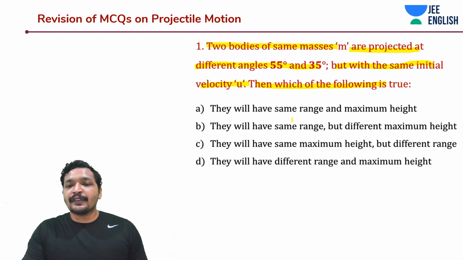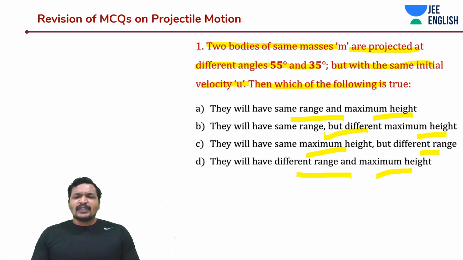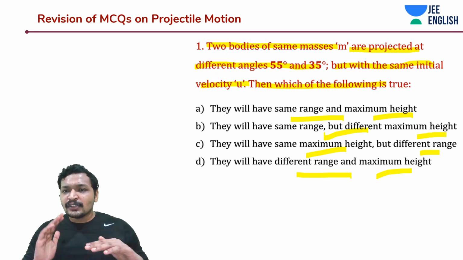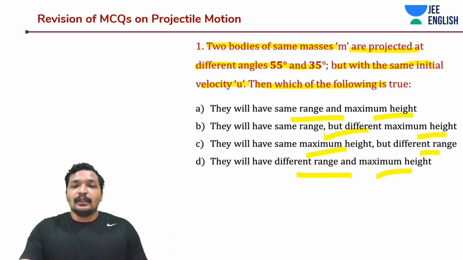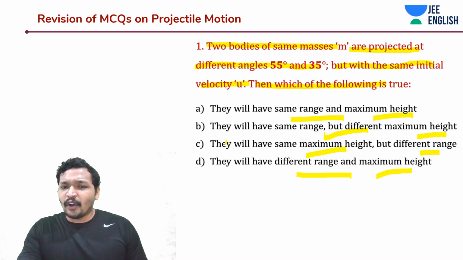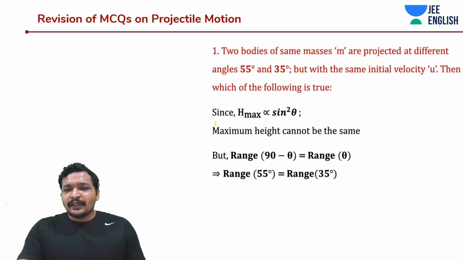So they are talking about range and maximum height in every problem. You know that this object is projected at 55 and 35 degrees angle but with the same velocity u. So these are complementary angles, right? So both these bodies are going to have the same range. But what about the height? Height is not going to be the same. So it's going to be the option, I guess, that they'll have the same range but different maximum height, option B. So that's what we did over here.